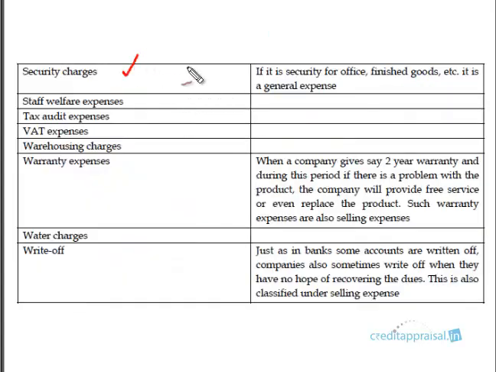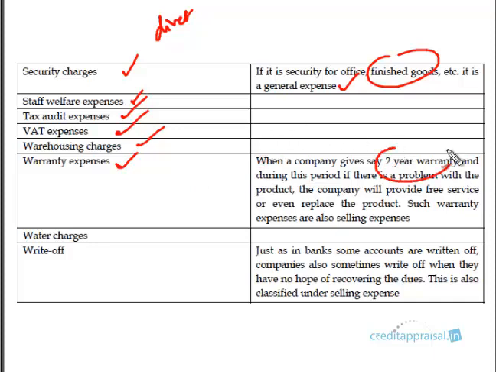Security charges. Usually if the security is not specified, you can put it under the direct expense, the other manufacturing expense, because usually you employ security in the factory for safeguarding the raw material and plant and machinery and stuff like that. But if it is specifically security for finished goods, then if you know the purpose, you can classify it under the general expense. Staff welfare expense is a general expense. Tax audit, general. VAT, general. Warehouse comes after the goods are manufactured for sales. Warranty expense again. Usually we classify it under a general expense.